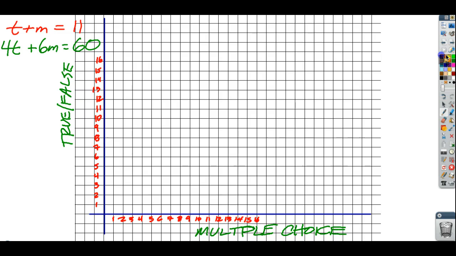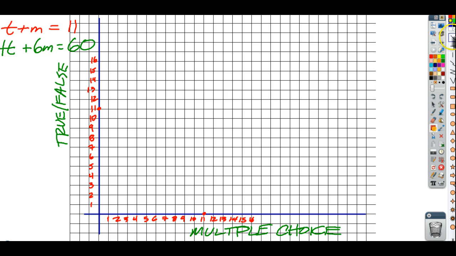Let's graph the red equation first, the one that talks about the total number of questions on the test, okay? If I have true false questions only, I could have 11. And if I have multiple choice questions only, that would be here, I could have 11. Then I'm going to draw a line between these two.